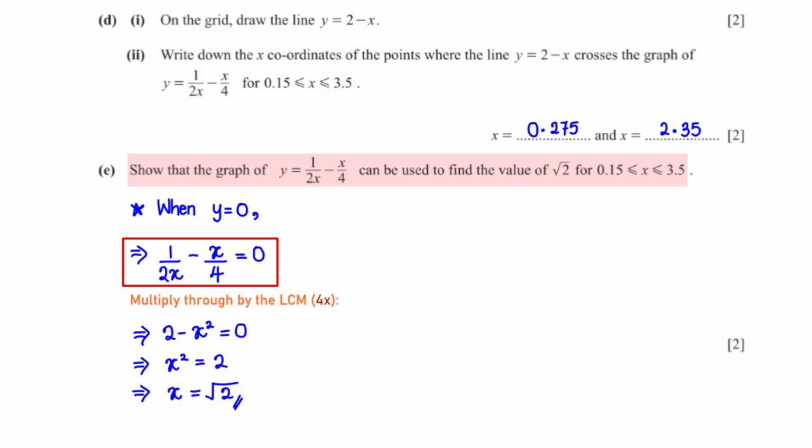The LCM for the two fractions is 4x. So when we multiply through the equation by 4x, we get 2 minus x squared equals 0. When we move minus x squared to the other side of the equation, we have x squared equals 2. When we take the square root of both sides of the equation, we have x equals square root of 2.